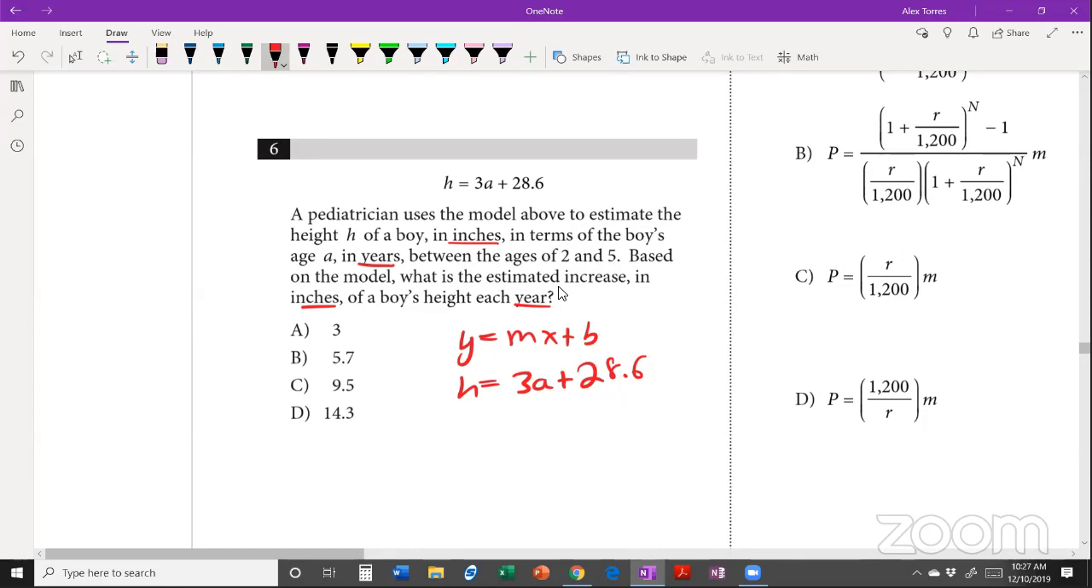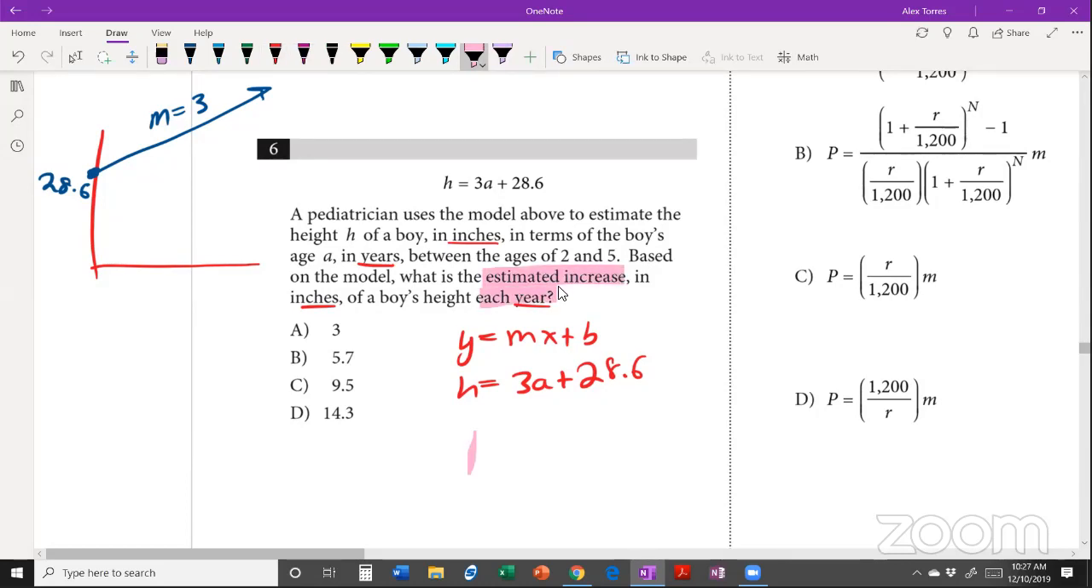Well, okay, so looking at this, we've got a starting amount of 28.6 and an increase of 3, right? So just a regular linear. And they're asking us, what's the increase per year? Well, increase per year, that's the language of slope, the increase each year. And if you need a little extra confirmation, you can translate slope, which we do frequently.